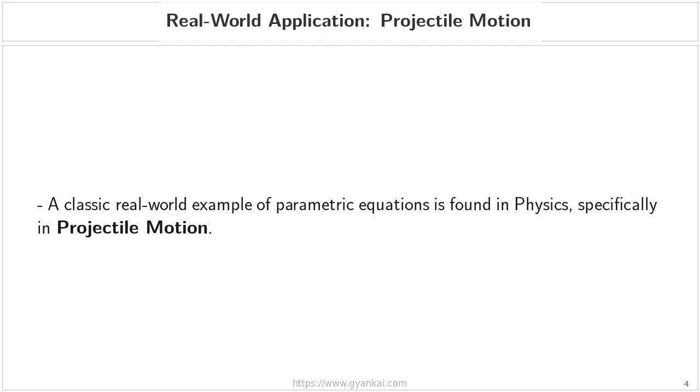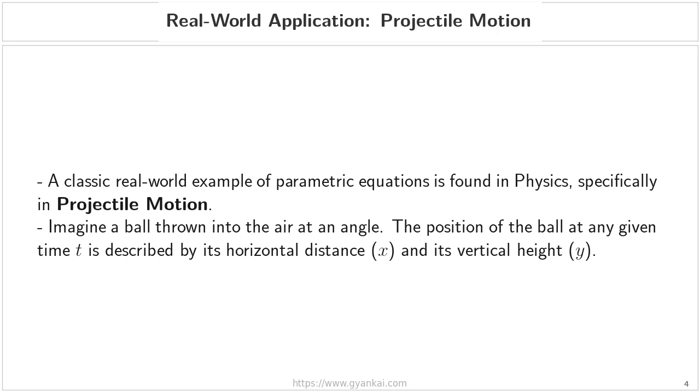Real-world application, projectile motion. Now that we have compared the Cartesian and parametric forms, let us look at how this actually applies to the real world. A classic example of parametric equations can be found in physics, specifically when studying projectile motion. To visualize this, imagine a ball being thrown into the air at a specific angle. As the ball moves, its position at any given moment is described by two different values: its horizontal distance, which we represent as x, and its vertical height, which we represent as y.